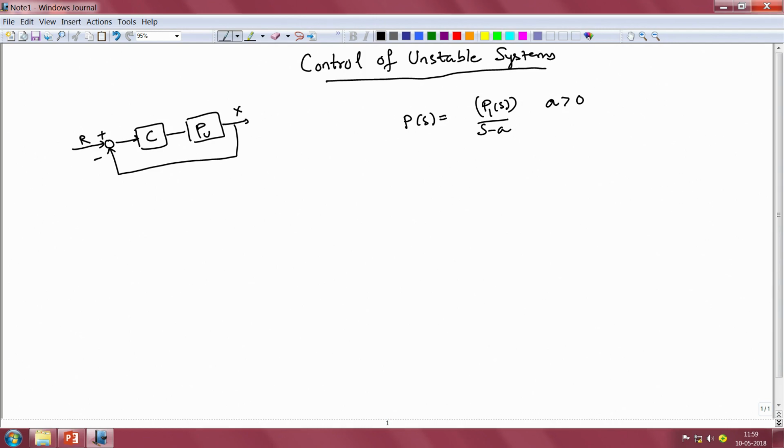So if P1 of S is a minimum phase transfer function, or in other words all of the poles and zeros of P1 of S are on the left half of the complex plane, then a plant P of S which is of the form P1 of S by S minus A has one of its poles, namely S is equal to A, on the right half of the complex plane, and hence qualifies to be called an unstable plant. Just to underscore the fact that a plant of this structure is an unstable plant, we shall provide the plant P of S with a subscript u and call Pu of S the unstable plant.